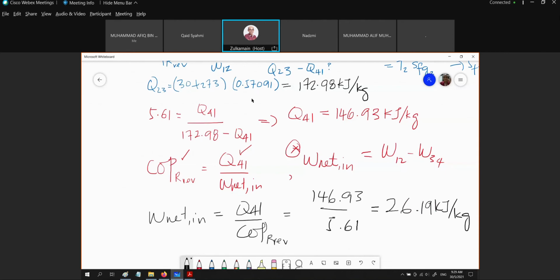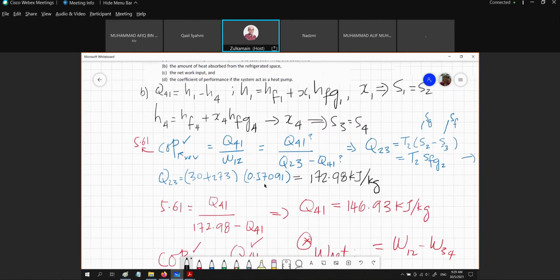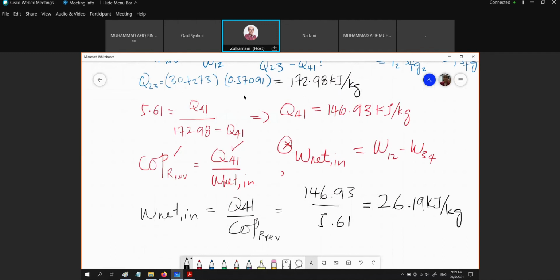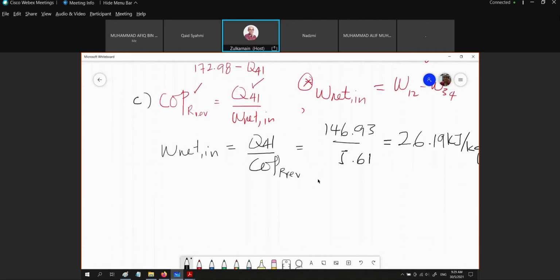And then the last part is for D. This is the coefficient of performance if the system acts as a heat pump. So this is part D. For a heat pump, COP heat pump, reversible, is equal to T2 divided by T2 minus T1.